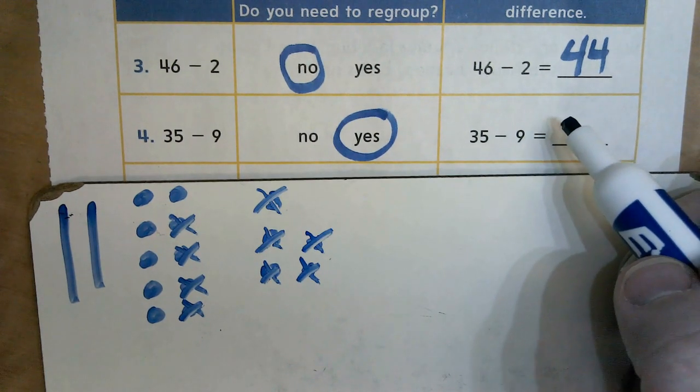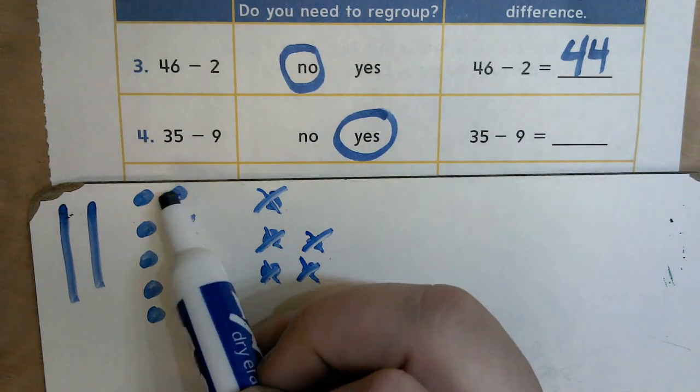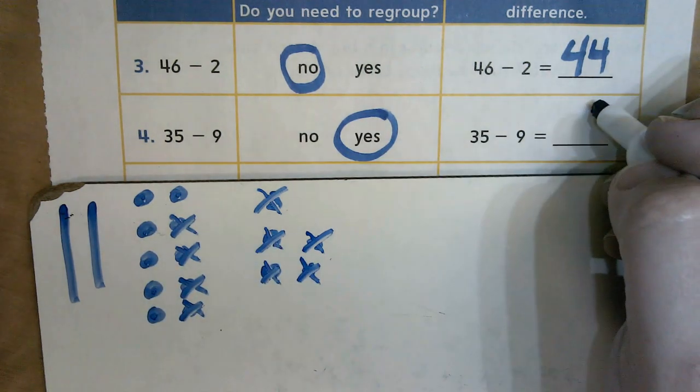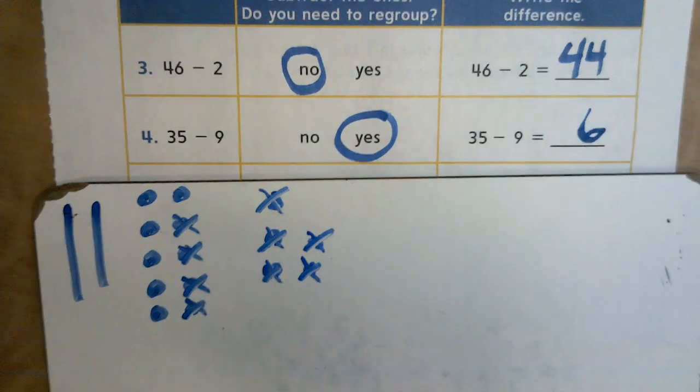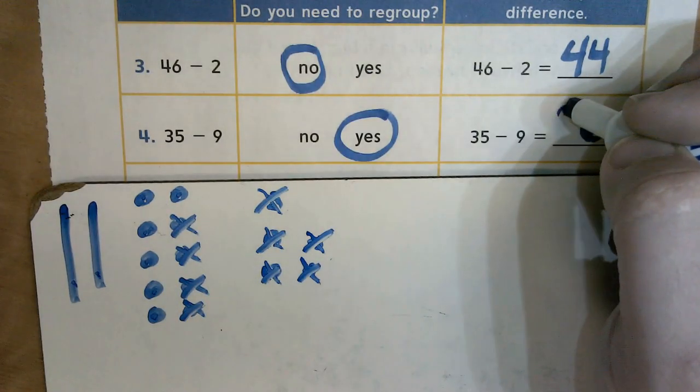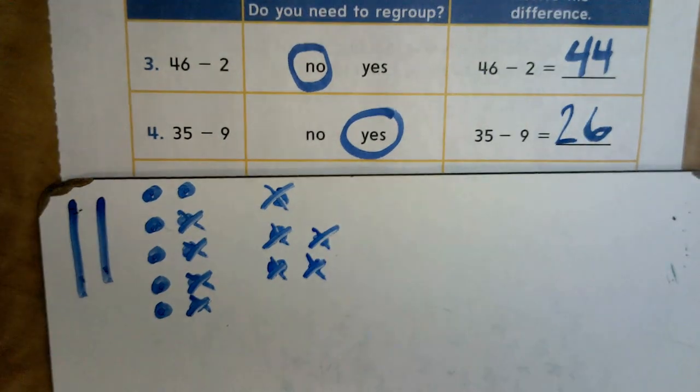Now I can write my difference. Well, how many ones do I have left? I have 1, 2, 3, 4, 5, 6 in my ones place. And how many tens do I have? 1, 2 in my tens place. So my answer is 26.